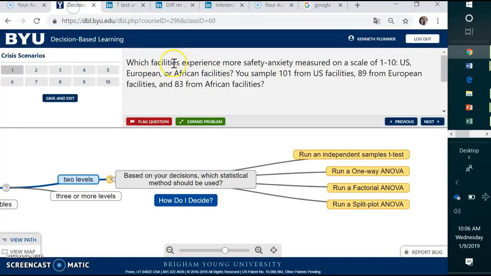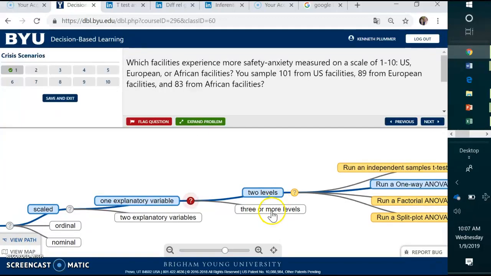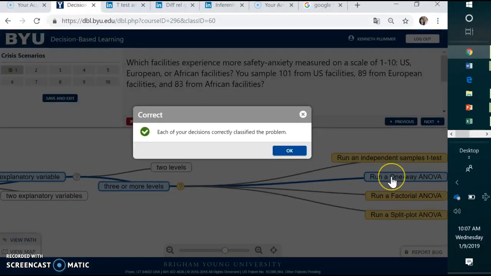So Chris, I ask you, as we go back to the original problem, what method would you use and why? So I was thinking actually a one-way ANOVA because we're comparing 3 different facilities. Very good. So we'll click on Run One-Way ANOVA. And I apologize, we should have clicked right over here. Thank you, Chris. That's a good learning experience.